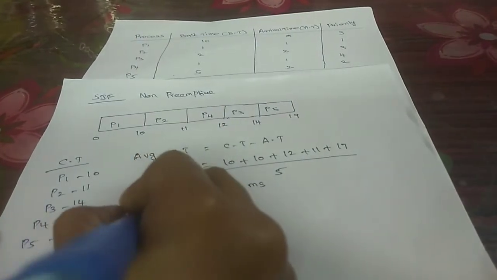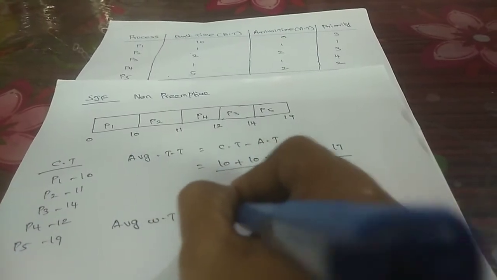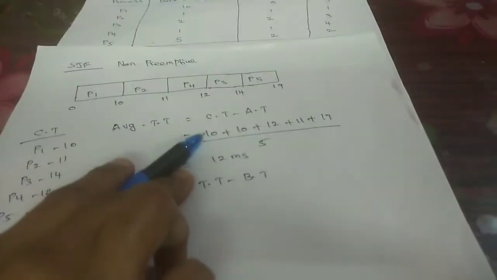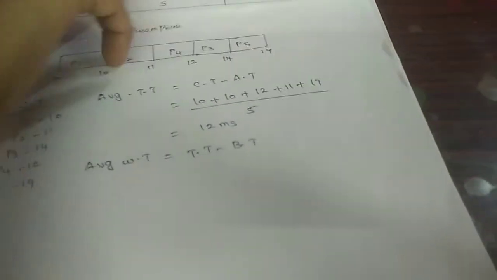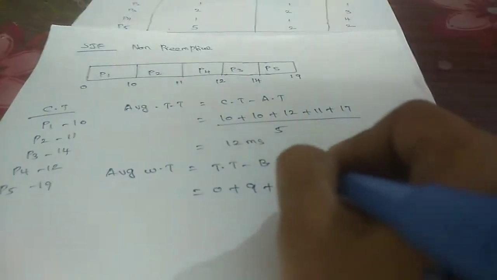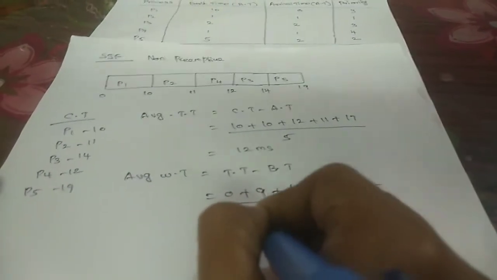Next we are going to calculate the average waiting time. The formula for the waiting time is TT minus BT, that is turnaround time minus burst time. This is the turnaround time for process P1, 10, minus burst time 10, that is 0. Next, for this, 10 minus 1 is 9. Next one is 12, 12 minus 2, that is 10. Next 11 minus 1 is 10, 17 minus 5 is 12. Divided by 5, we are getting 8.2 milliseconds.